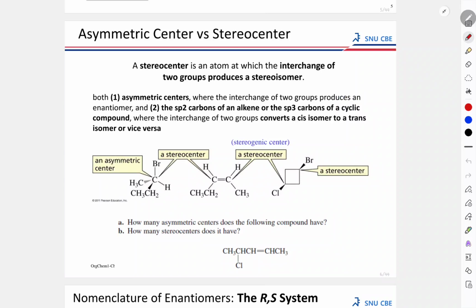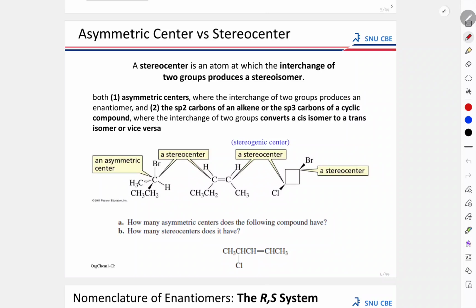What about two? The sp2 carbon of alkene or cyclic compound: if you interchange 2 groups, that'll give you cis to trans, or trans to cis isomeric conversion. These 2 cases you can call stereocenters. Then you can think about the relationship between the asymmetric center versus stereocenter. A molecule containing an asymmetric center can also have a stereogenic center.